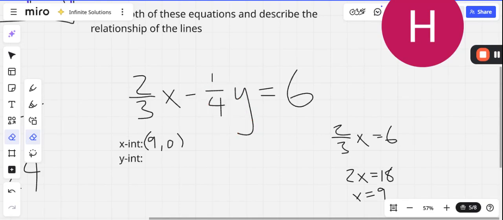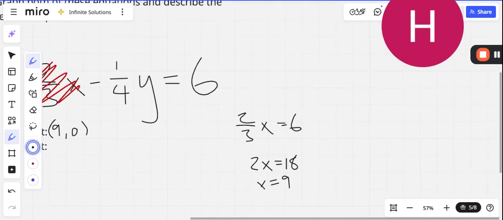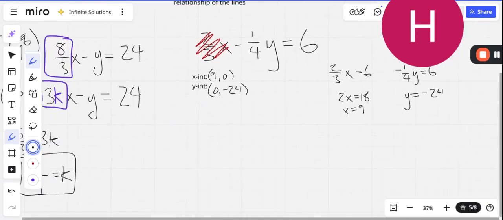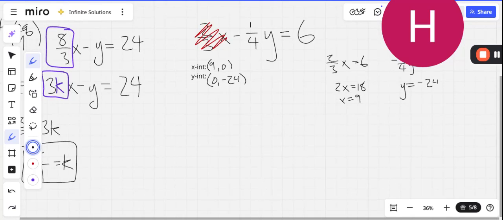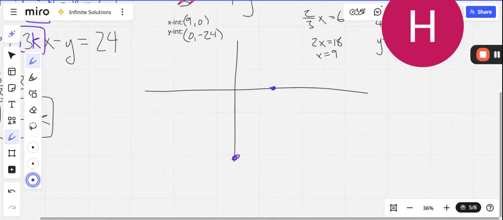Now what about the y-intercept? Pretty much do the same thing, just make x equal to 0. And now we have negative 1/4 y equals 6, multiply both sides by negative 4. And we get y equals negative 24. So the y-intercept is (0, -24). This is easy enough to graph. You can sketch it. You don't have to do a perfect graph, but if you want to use Desmos or something and get a really nice graph, you're free to do that. (9, 0) might be somewhere here, and (0, -24) might be somewhere here. So here's the line. Bam.